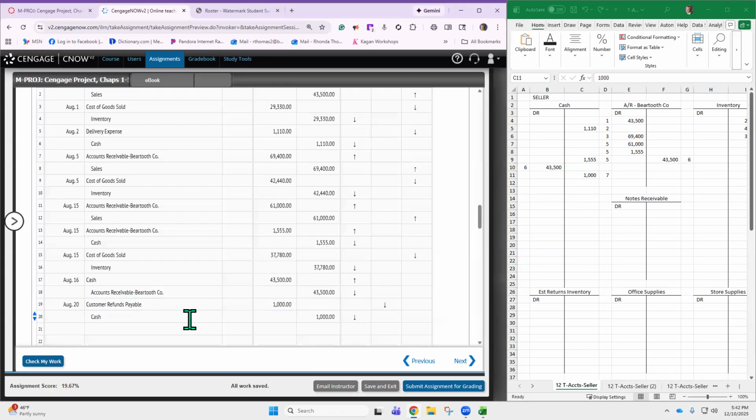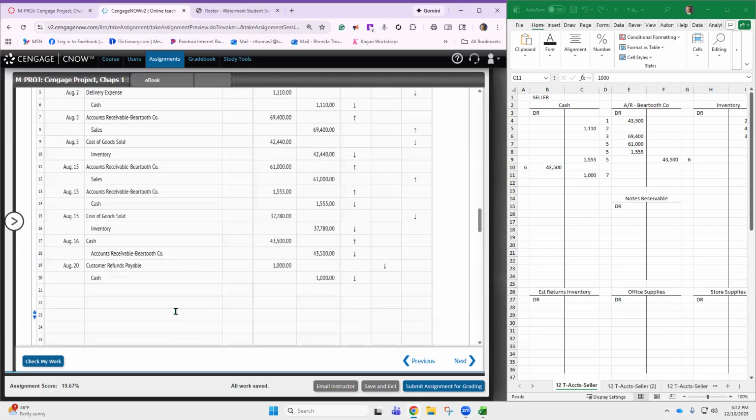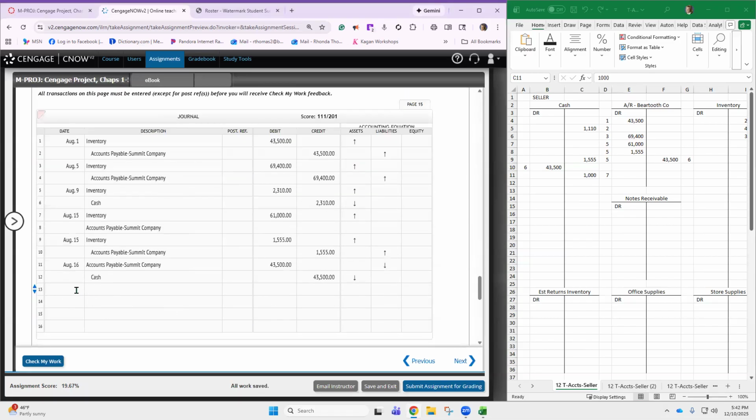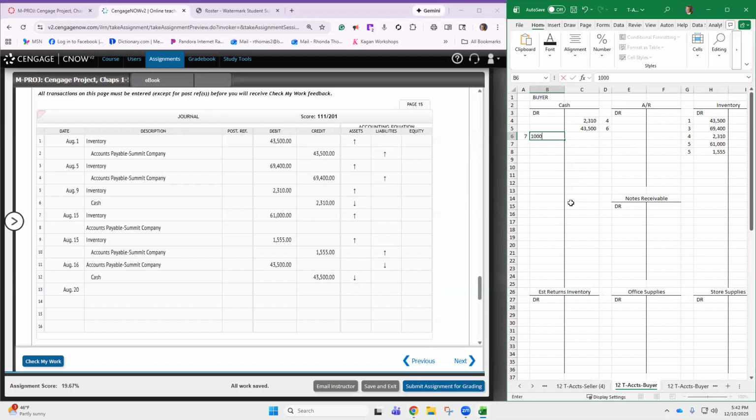Now let's go down to the buyer. The buyer is getting some money back, right? The buyer, so now this is August 20th from the buyer's point of view. So let's go look at their T accounts. Let's go to the buyer's first T account. They're going to get cash. Okay, this is transaction 7. So here comes a check into their account, right? And where have we been putting all of the stuff we're buying from Summit?